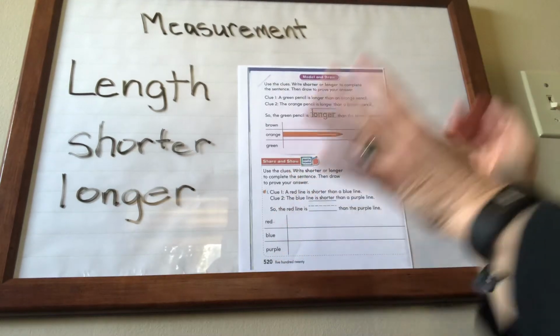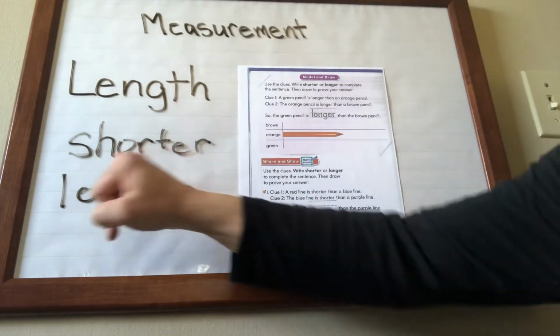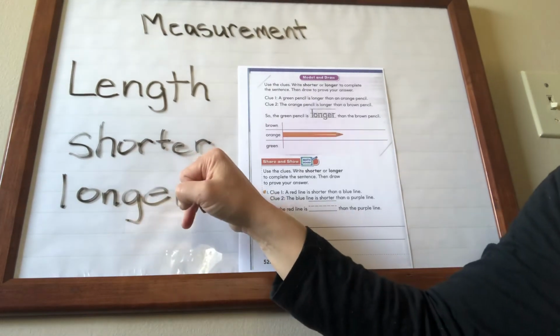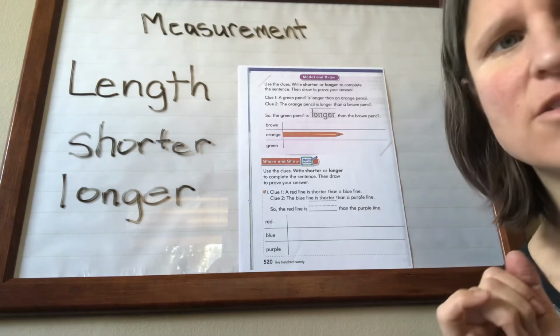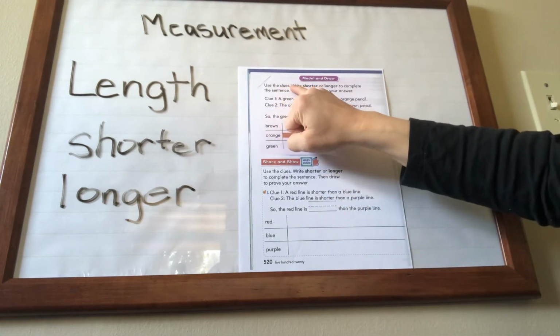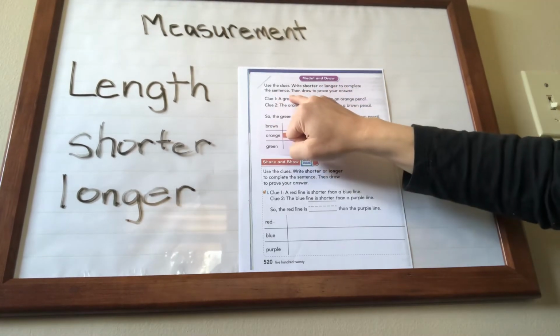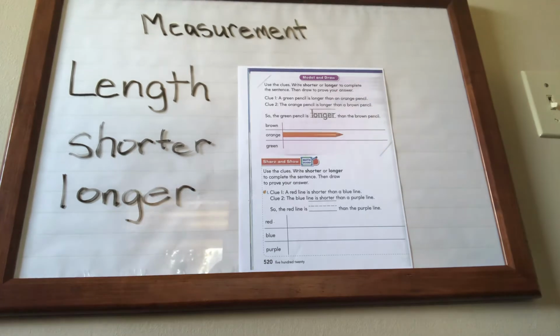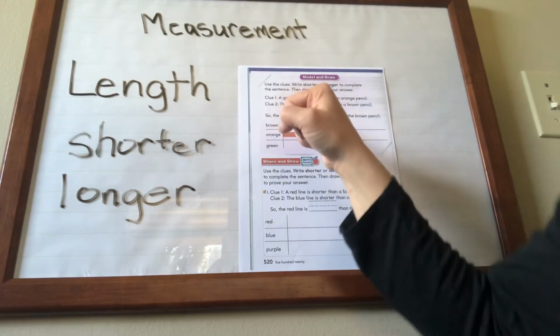This is going to be really tricky, so you're just going to have to very carefully read each clue. And you're going to be using this word, shorter, and this word, longer. And you're going to have to write those words. If you need to refer, look at the top. It says use the clues. Write shorter or longer to complete the sentence. Then draw to prove your answer. Okay, ready? Let's read clue number 1.